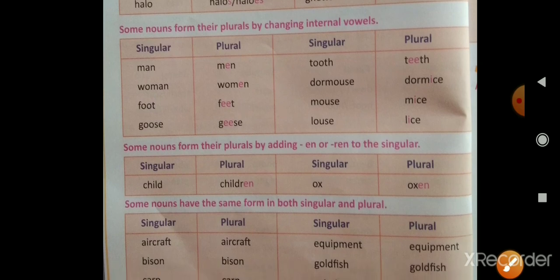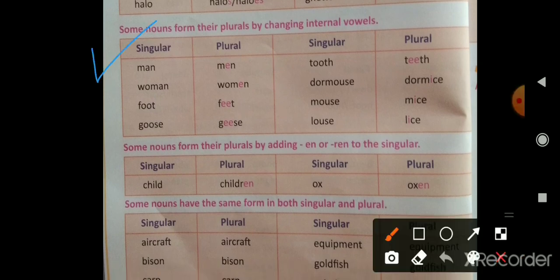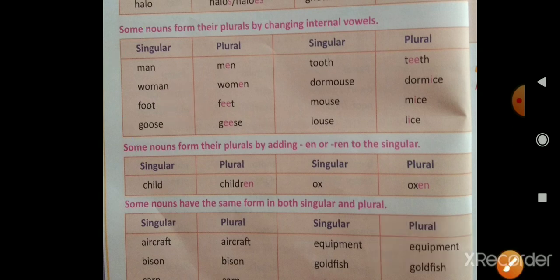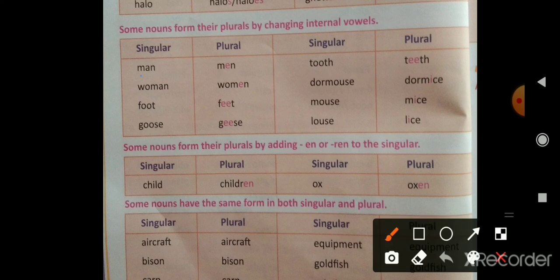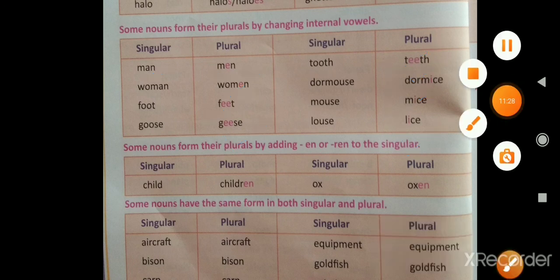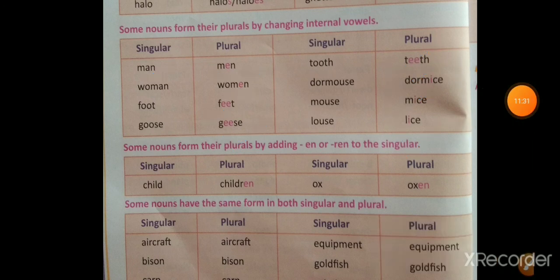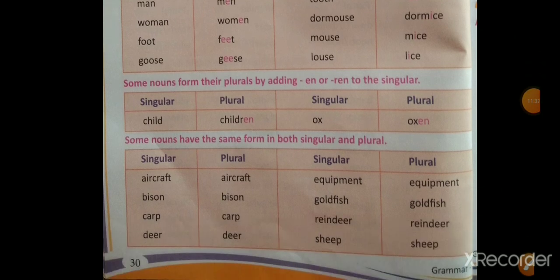Now some nouns form their plurals by changing internal vowels. Okay, like man, right? And how will we make it plural? We will change the internal vowel, so it would be men. Like this, it would be women, then feet, then geese, teeth, dormice, then mice, then lice. Okay, students, I hope till here it is clear to you.